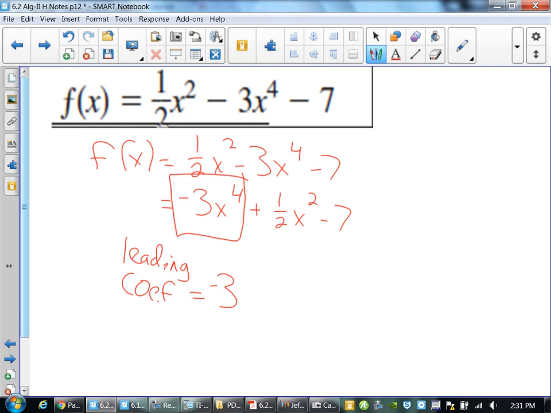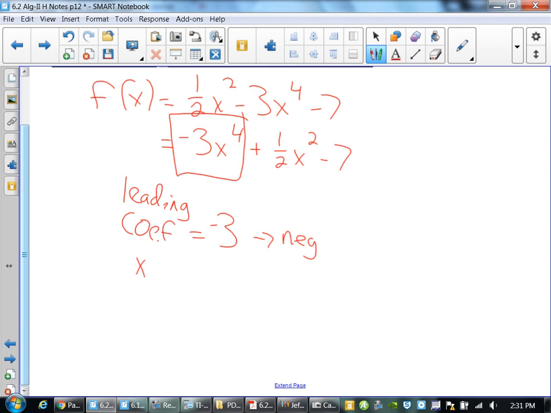It's negative. The exponent is x to the 4th, which means, is that an even or an odd exponent? It's an even exponent. So if I have a negative first term with an even exponent, which direction are my tails going to go? They're both going to go down. The tails are going to point downward because the leading term is negative and the exponent is even.